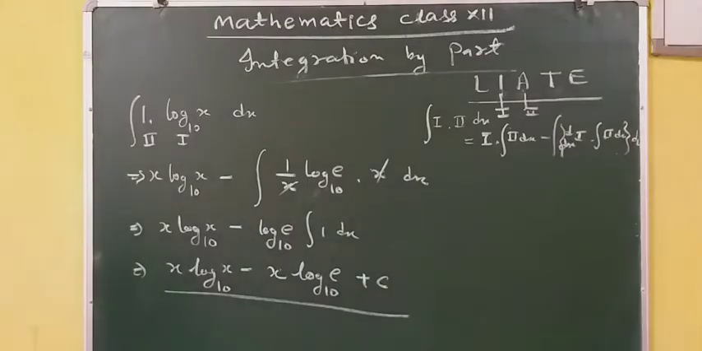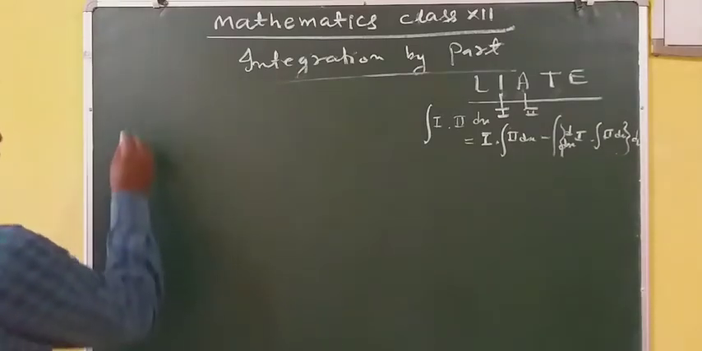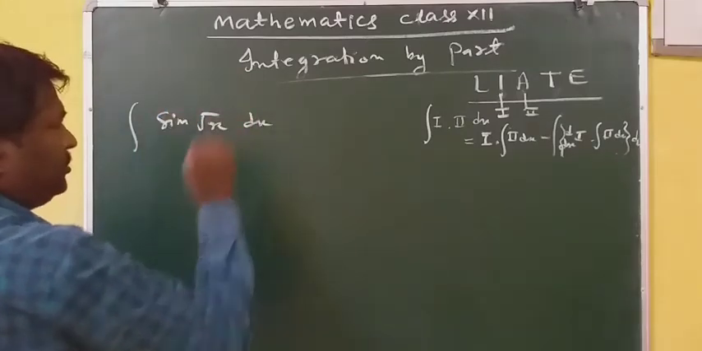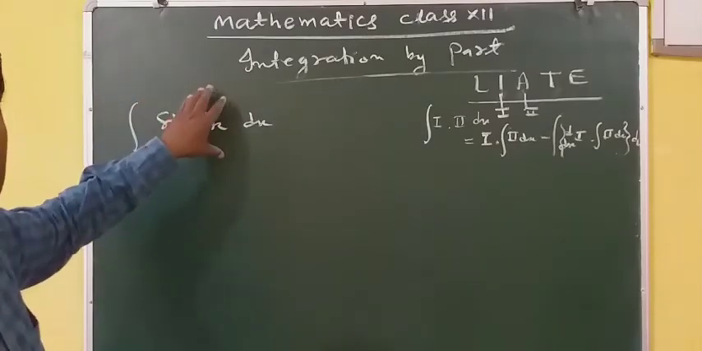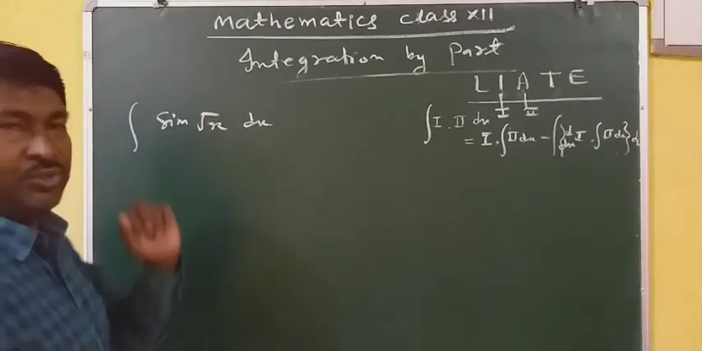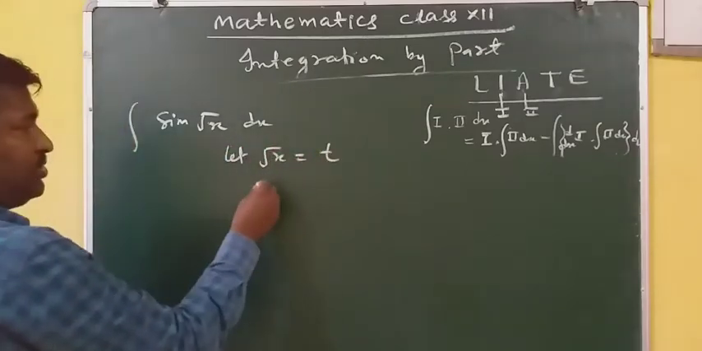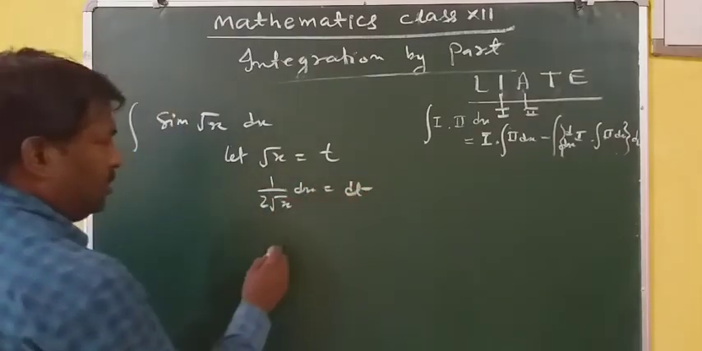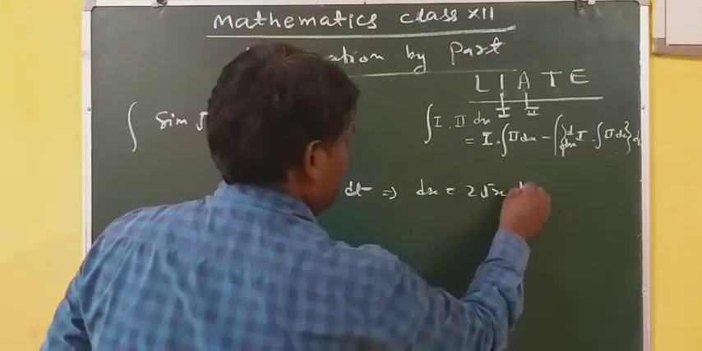One more numerical, just like that: integration of sine under root x dx. If you have any trigonometric function and thereafter under root x, in most of the cases first of all apply the substitution method by taking under root x as t. Differentiation of this one, 1 upon 2 under root x dx is equal to dt. It implies that dx is equal to 2 under root x dt.